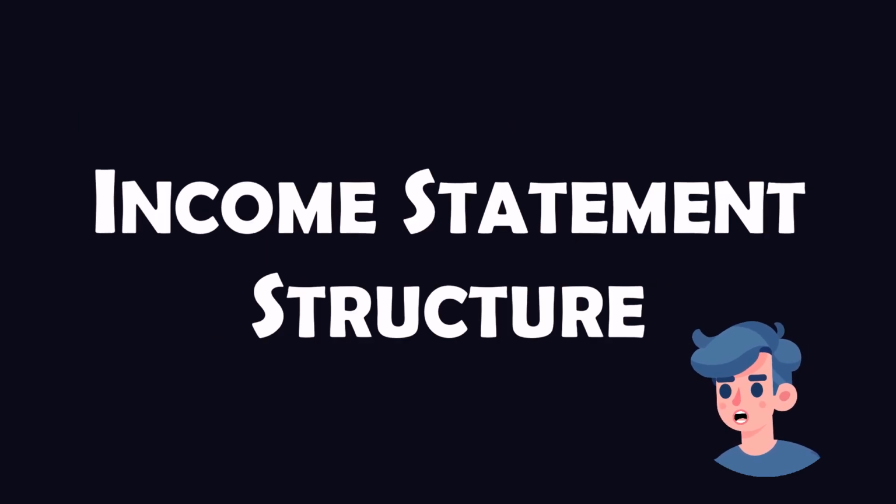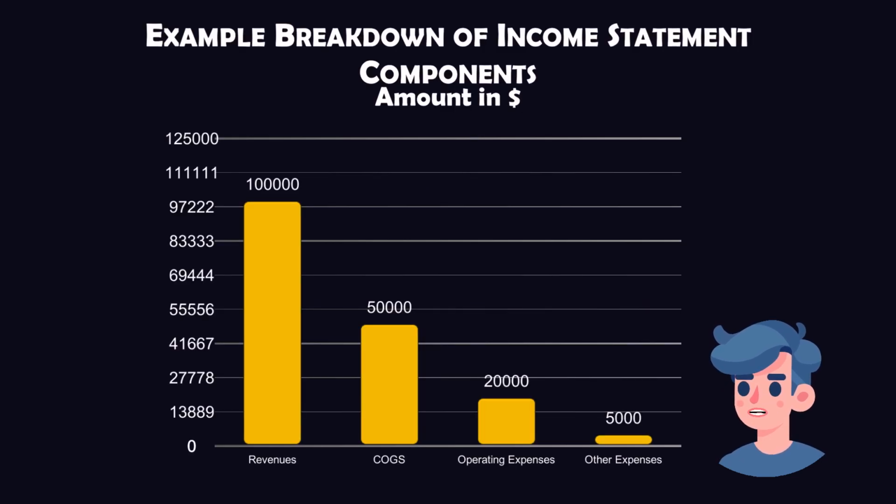Let's begin by understanding the structure of an income statement. The main parts include revenues, cost of goods sold (COGS), gross profit, operating expenses, operating income, other expenses, and net income. Here's a simplified example to get us started.